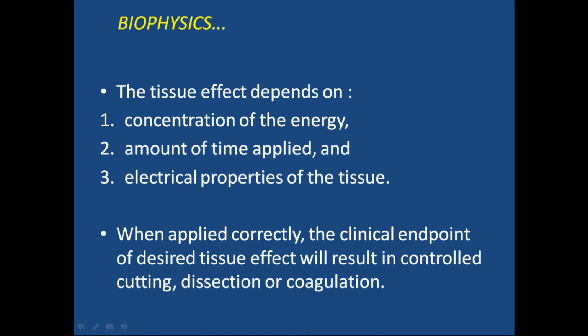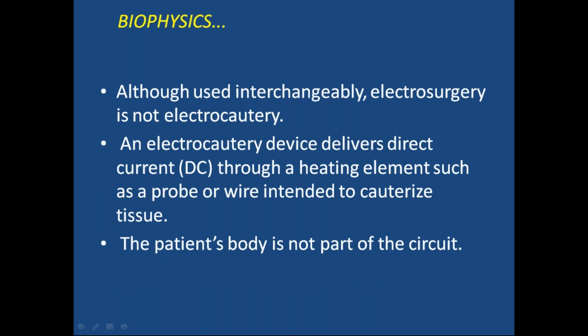Sometimes the tissue might require more alternating current and energy applied. So deeper solid organ tissues require more. Hollow viscous organ tissues require less energy and less time. So depending upon the tissue, the application of the diathermy also varies. When applied correctly, the desired tissue effect will result in controlled cutting, dissection, or coagulation.